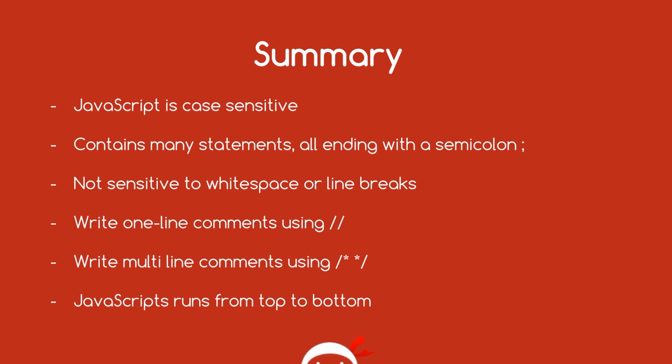So just to summarize the points we've made in this video. First of all, JavaScript is case sensitive. And I always remember that because of the way this JavaScript is written here. We have an uppercase J and an uppercase S. So it always reminds me that JavaScript is case sensitive. It contains many statements, all ending with a semicolon. I remember a statement is pretty much anything that you do in a JavaScript document. So changing the color of something, changing the position of something, changing the visibility of something. All those are statements and they all end with a semicolon.